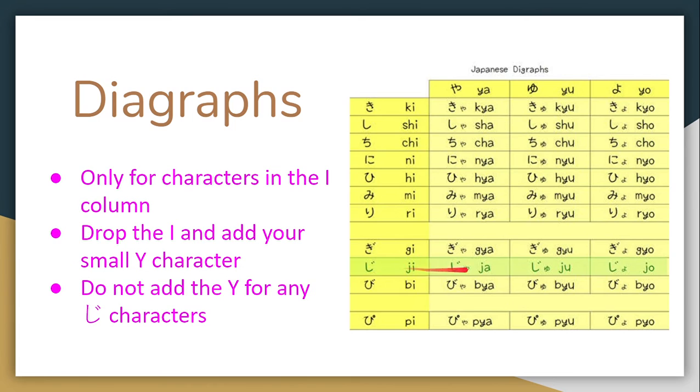Now, the one exception to this is with the G. Instead of dropping the I and adding the YA or YU or YO, you take away the Y in general. So you have Ja, Ju, and Jo. This is where we get our J sounds.